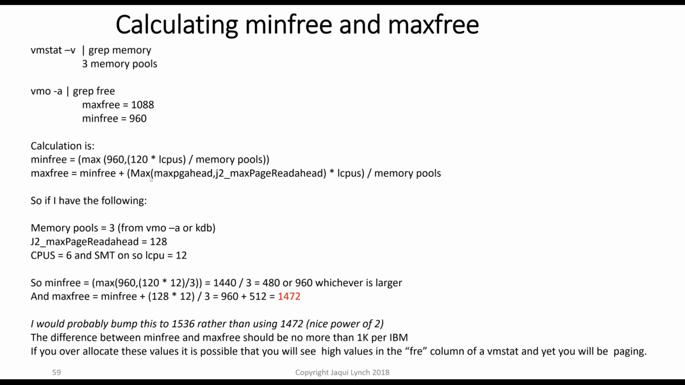So I typically do a calculation where I take whatever min free is set to, and I calculate what the minimum it should be is, and then I take the maximum of, usually it's J2 max page read ahead, because I'm on JFS2, times logical CPUs, divided by memory pools, and that gets me a number. So I never make min free less than 960. In fact, I usually round it to 1024 because I like IBM magic numbers. And if max free came in at 1472, I'm probably going to bump it to 1536 or 2048.